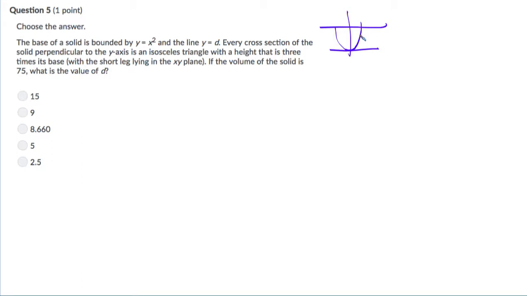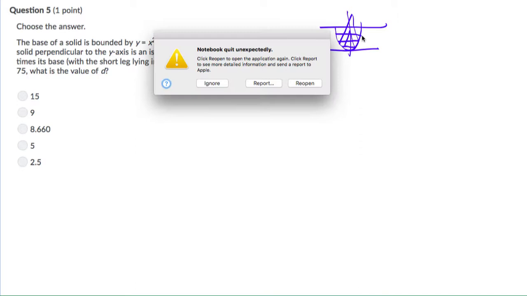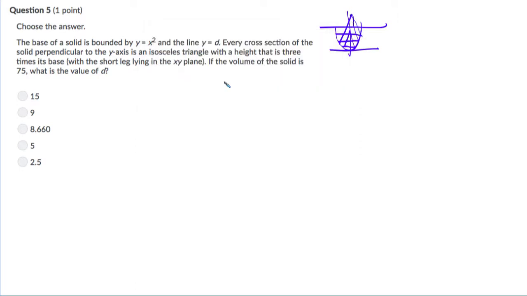constant function like that. Every cross-section of the solid perpendicular to the y-axis is an isosceles triangle, so that means we have a triangle like that, triangle like that, triangle like that. Triangle that goes like that. You just have a bunch of these triangles, and that's where the volume comes from.